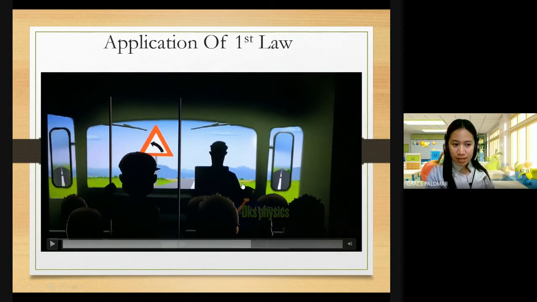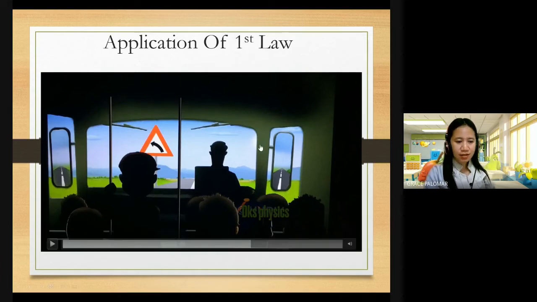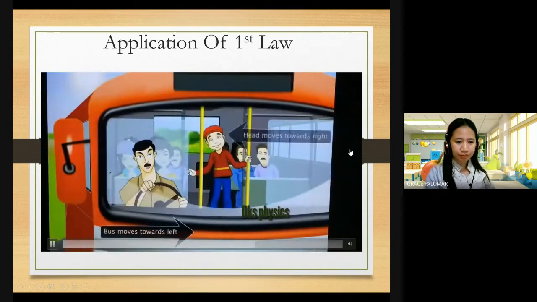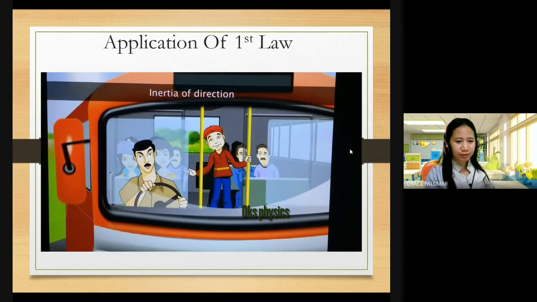Okay, so in this example, what do you think? I'll give you 5 seconds before we continue with the video. Okay, so after making a guess, let's continue. As you notice, it is opposite in direction.